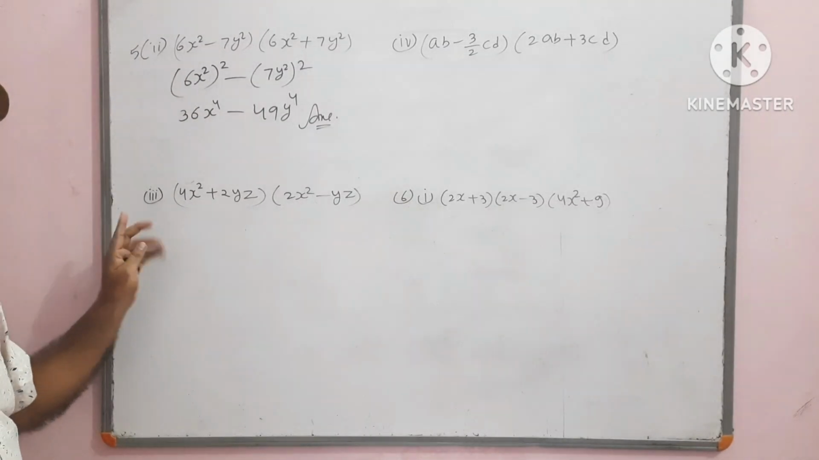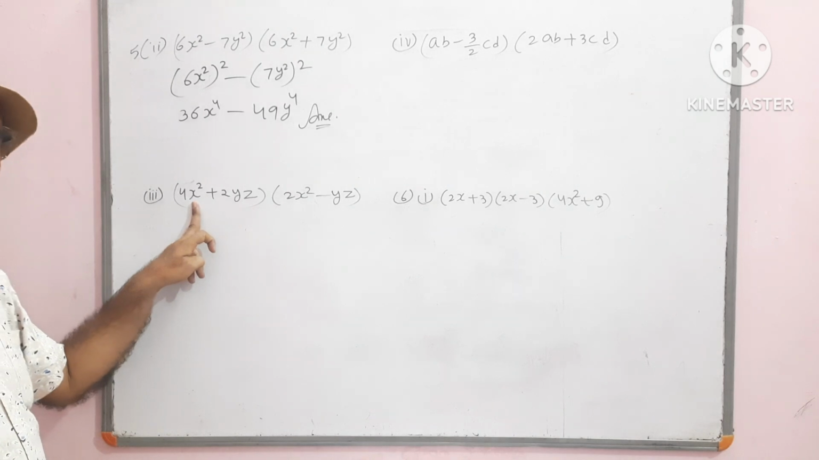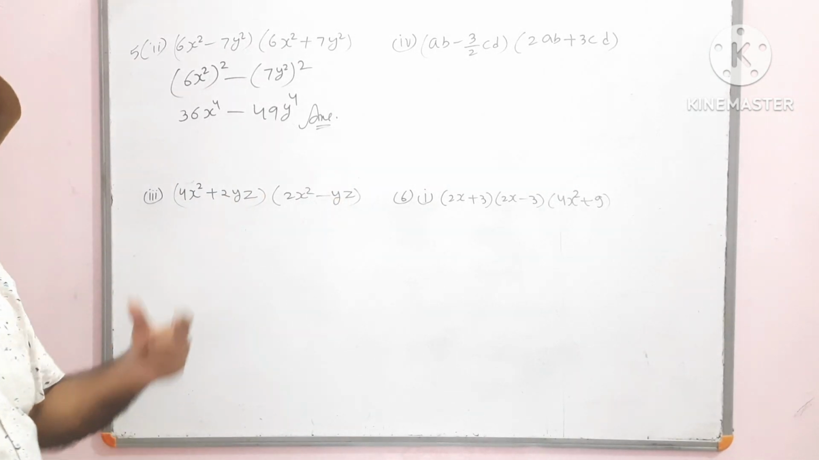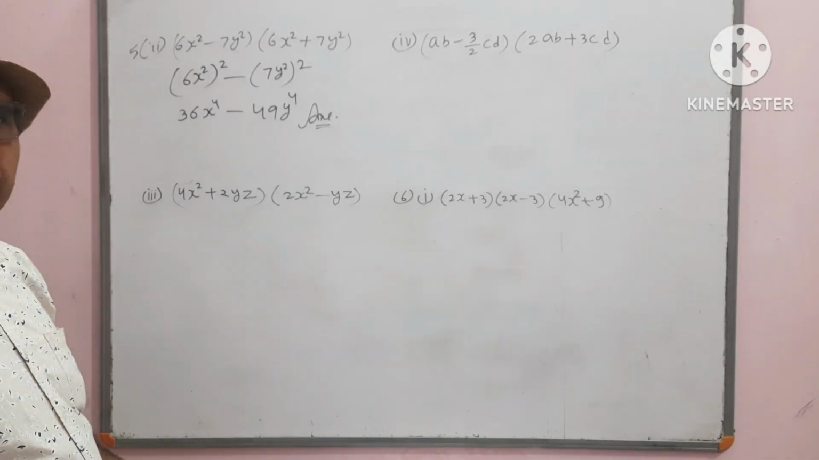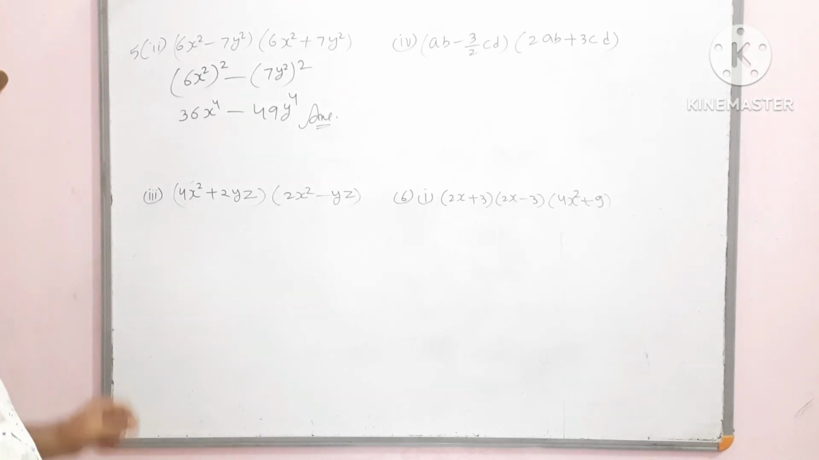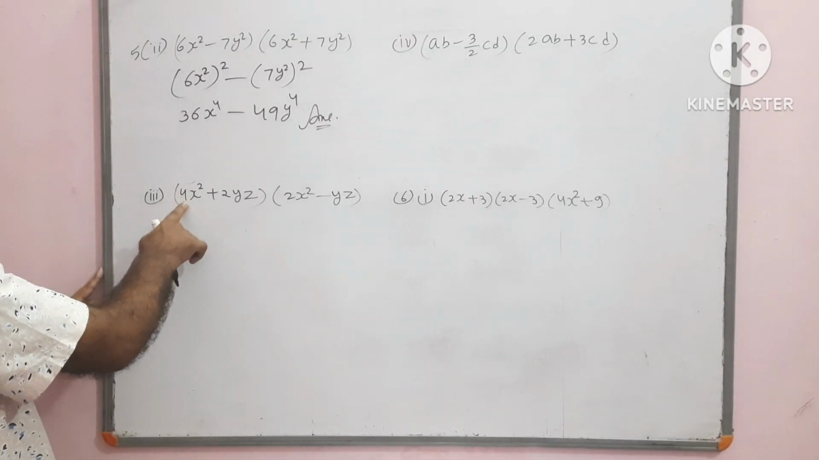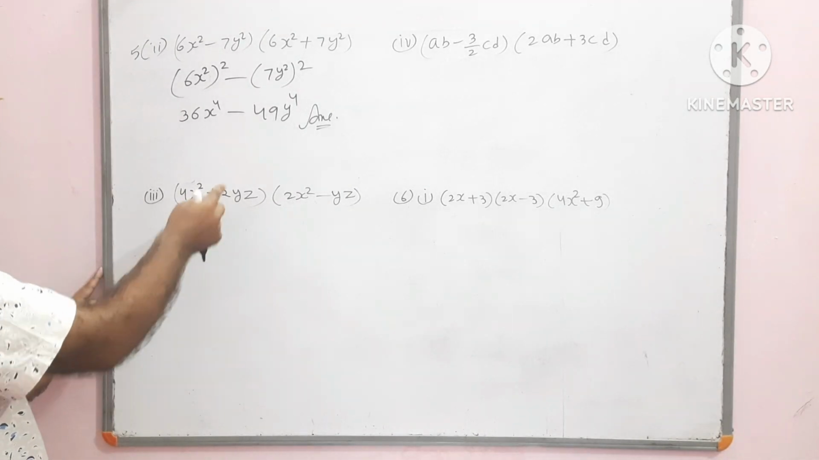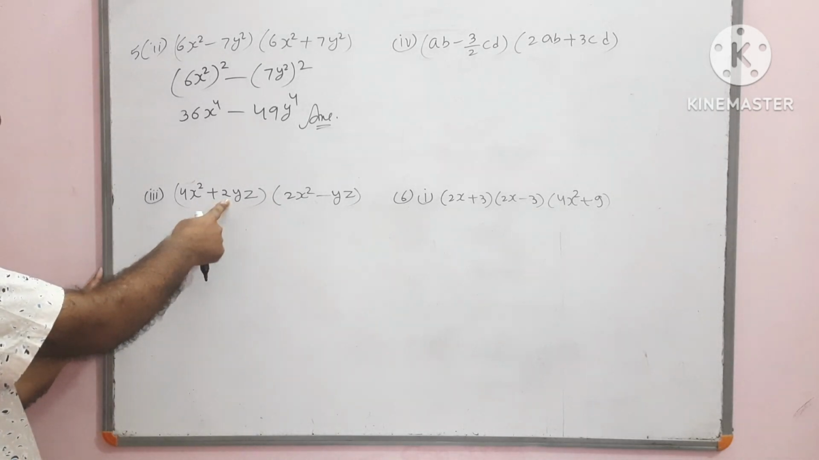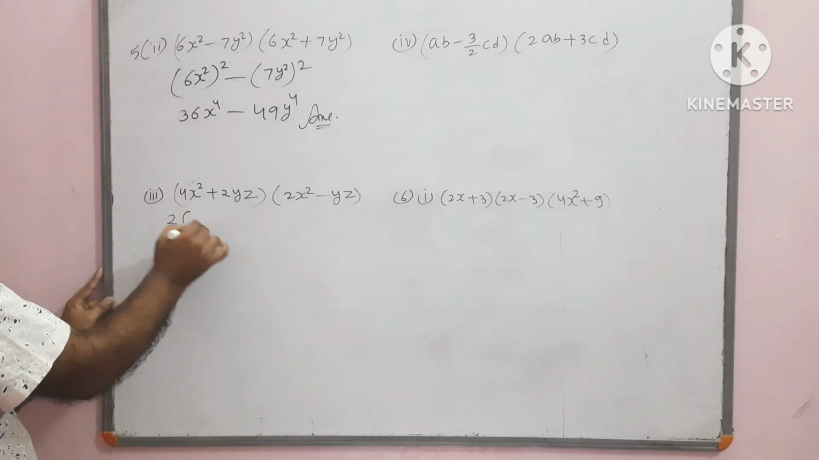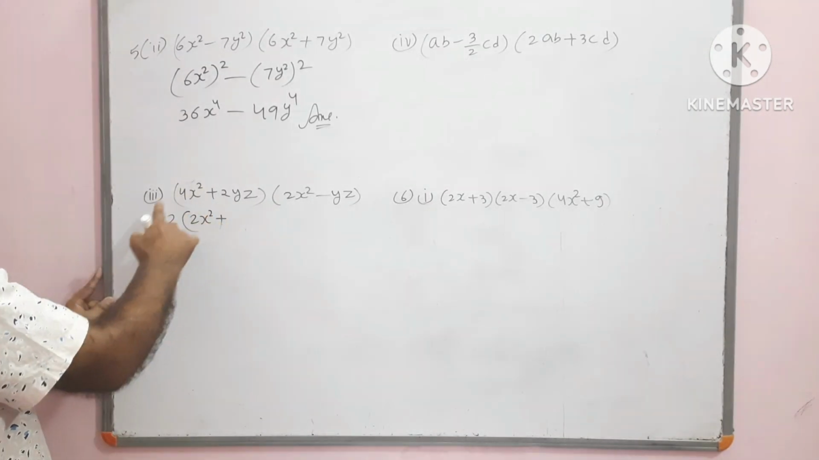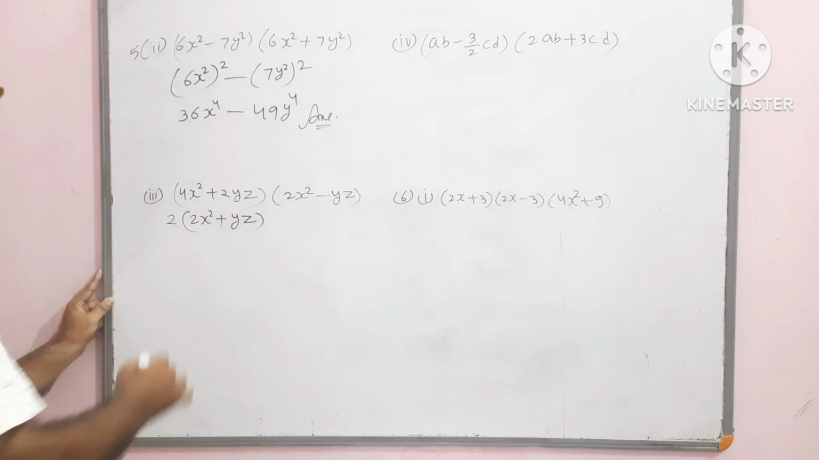Now in the third part, watch carefully. This is 4x square plus 2yz. This is 2x square minus yz. Now directly you cannot apply the identity, because in both the brackets numbers are different. So think a minute. In this bracket, 2 2s are 4, 2 1s are 2. In the first bracket there are two terms, and in both the terms 2 is common. So this 2 we will take out. From here 2 is taken common, 2 is remaining. From here 2 is taken common, then y, z is remaining.